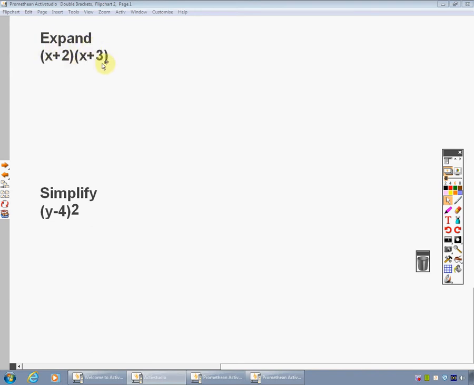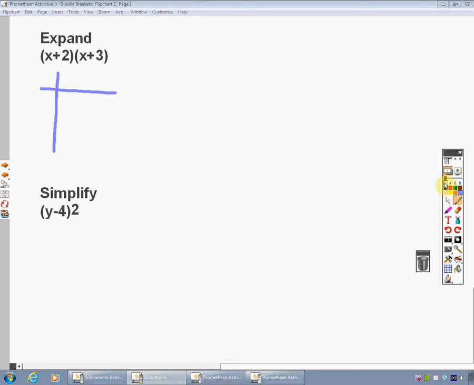It's important to note in this question that we don't actually have any sign between these two brackets. I would say here that these two brackets are kissing. It basically means that they're timesing each other. So we're going to set that out in a grid notation.